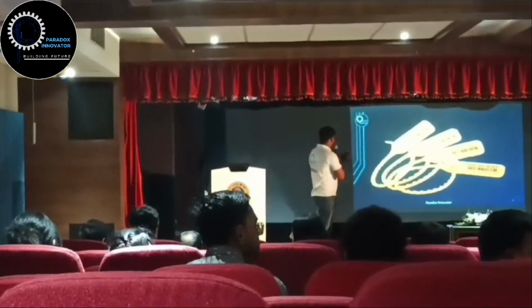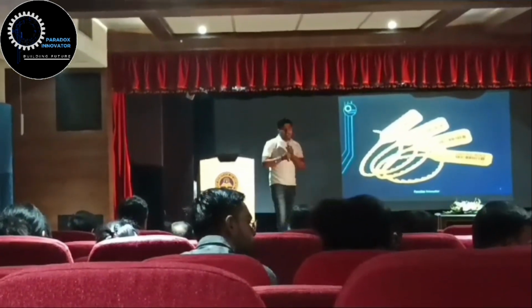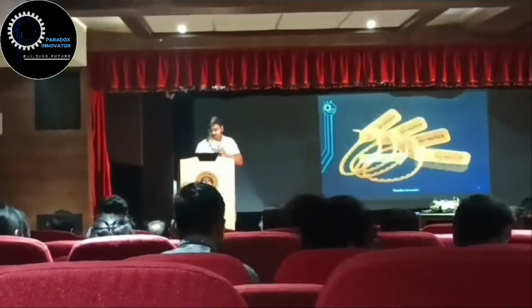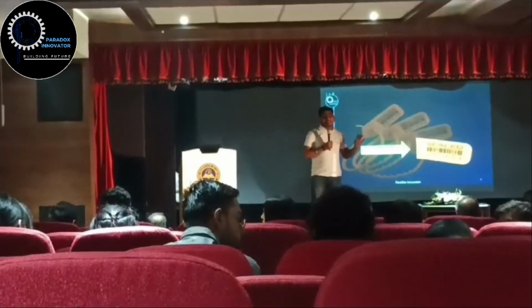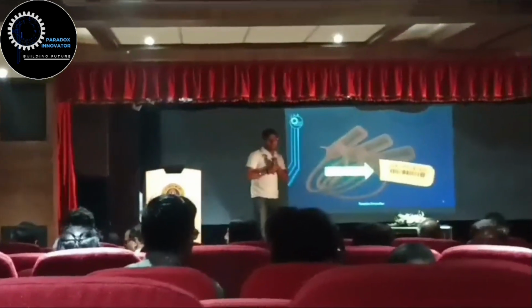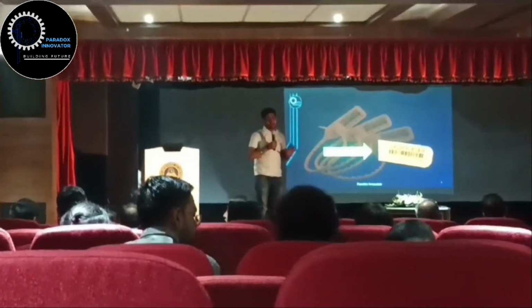So these are the cable ties, how they actually look. They have some numbers embedded in them. These are the UID numbers, and they contain all the details of the container: from where it is transported to where. These are sealed by the logistics department.